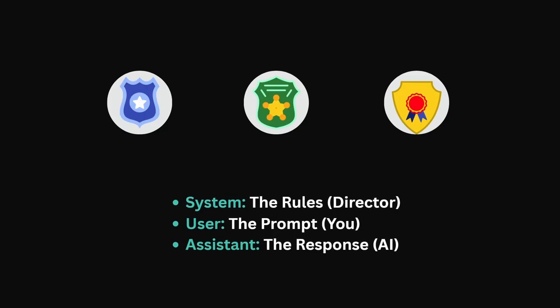When you send a request, you structure it using roles. The user is the actual prompt, and the system is where you give the AI its personality and boundaries. You can tell the system you're an expert at JavaScript. The assistant role is the AI's previous replies, which you feed back into it so it remembers history.